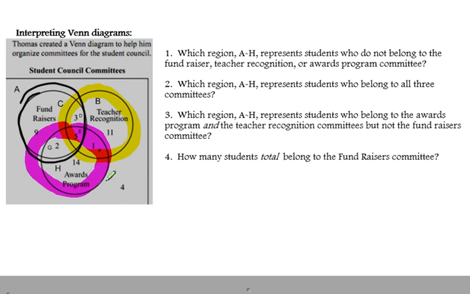So for the first example, it says which region, and the regions are labeled A, B, C, G, H, F, E. Which region represents students who do not belong to the fundraiser, teacher recognition, or awards program committee? That means that they will not be in any of those circles because they don't belong to the fundraiser club, they don't belong to the teacher recognition club, and they don't belong to the awards program club. So which region is left over? And that would be this region here, the 4 students that don't exist in any of these circles. That's region A.